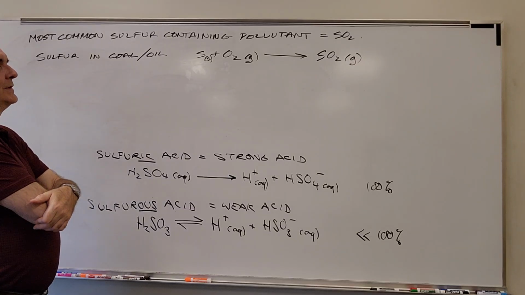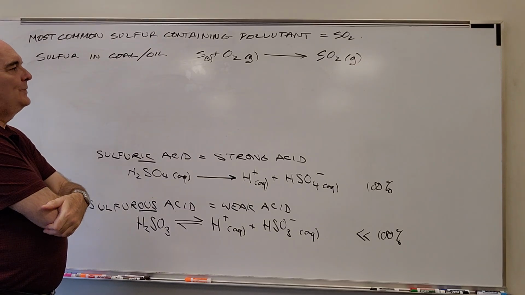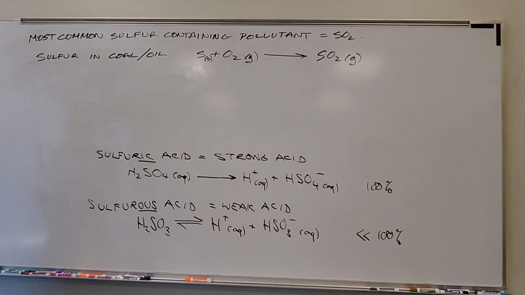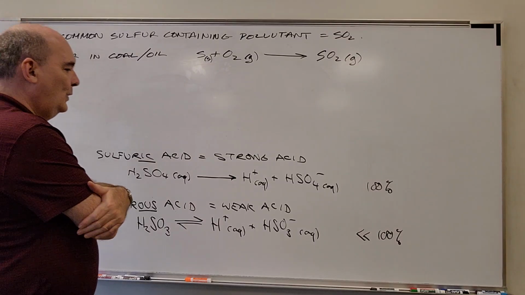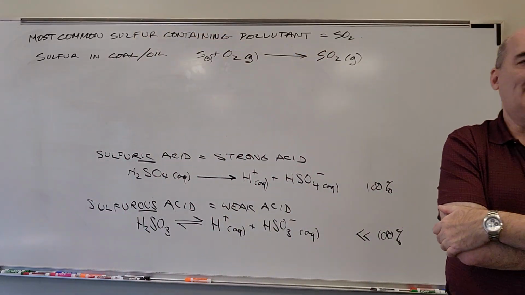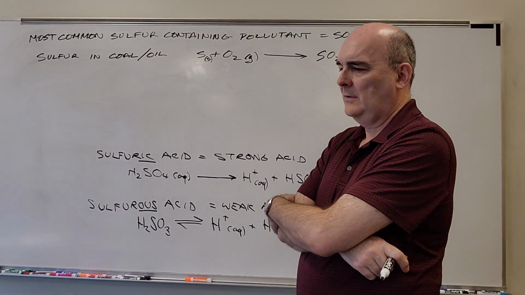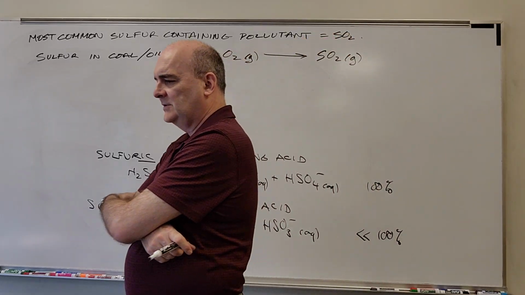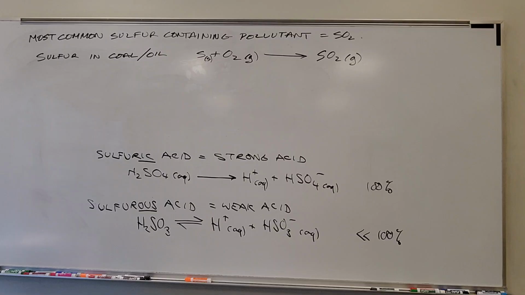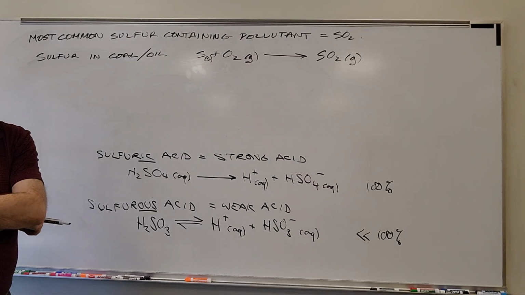Okay, well, this is SO2. This is going to be the most common pollutant, and it gets into the atmosphere because it's in fossil fuels, mostly coal. We talked on previous days about ranking coal, anthracite being the best, bituminous being somewhere in the middle, lignite being absolutely terrible. You would only use that as a last resort.